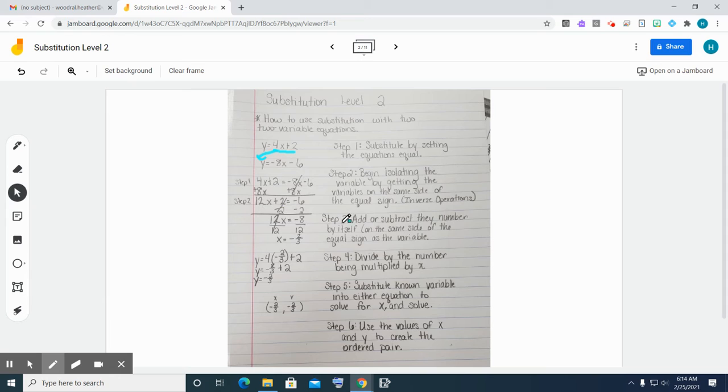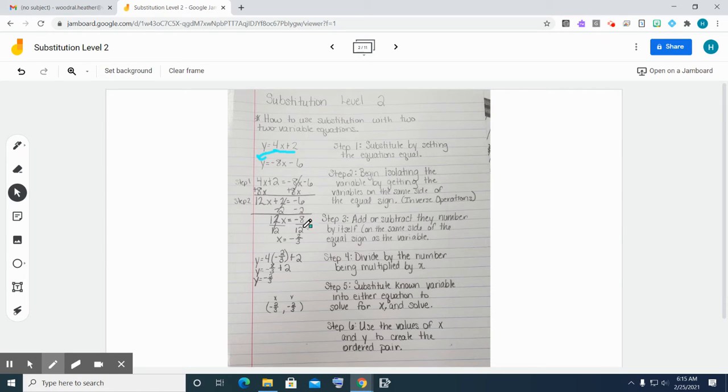So two-step equation, the first step of that says we add or subtract the number that's by itself, that's on the same side of the equal sign as the variable. Okay, well, if we look, here's my variable. The number by itself is this 2 right here. It's being added, so I want to subtract it from both sides. So that gives me 12x equals negative 8.